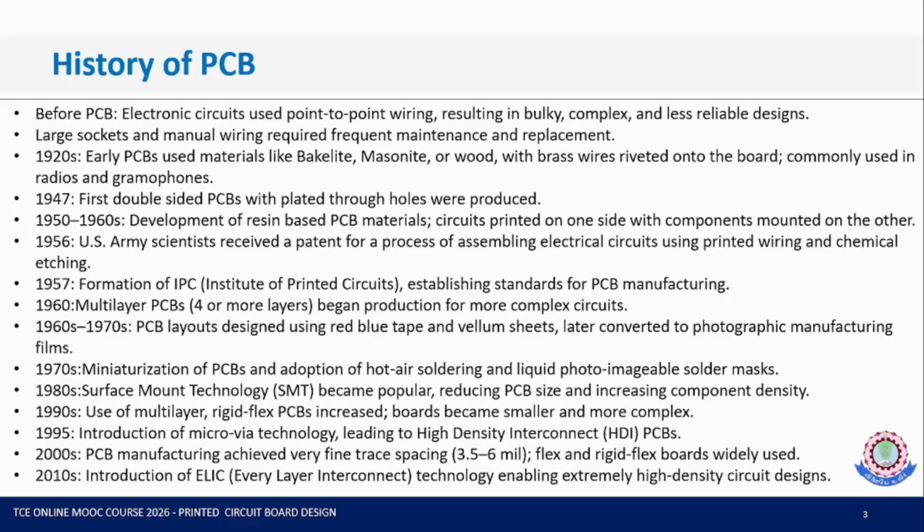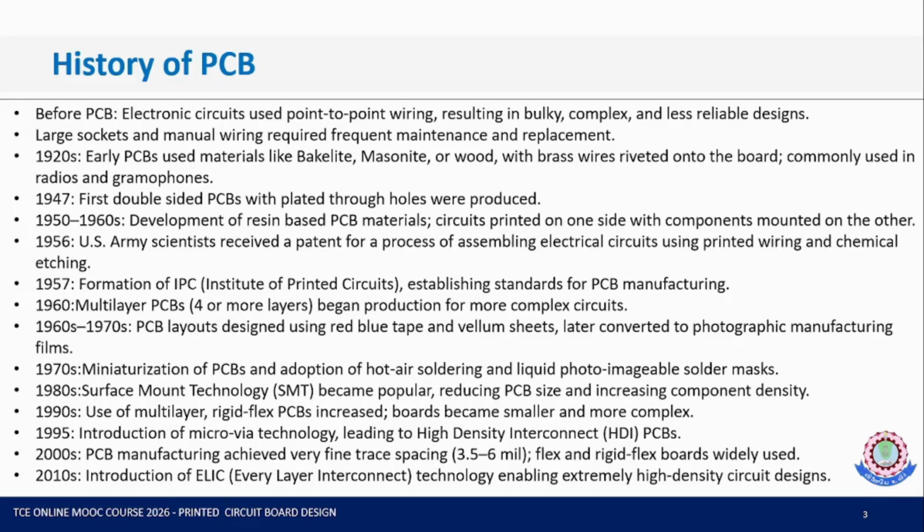The first double-sided PCB was made in 1947, with plated through holes produced. That means a PCB could have components fitted on both sides, and holes were made in the PCB. In the 1950s to 1960s, resin-based materials were used in PCB manufacturing. The circuits were printed on one side, and the components were laid over on the other side. That is the resin-based PCB material.